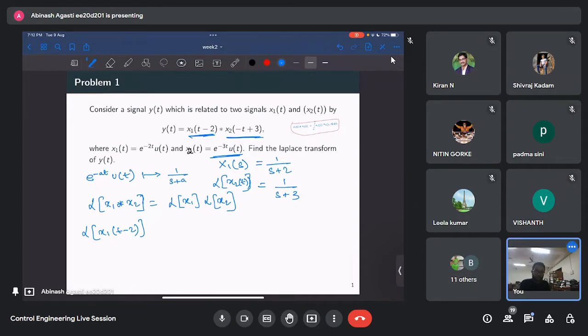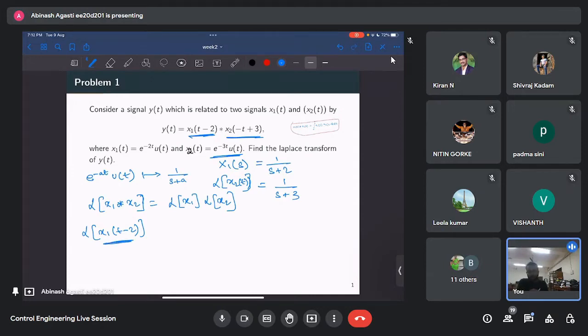Is that fine? That is, you are telling that e power minus 2t is written, okay, yeah, understood. I'll go to that step you're talking about. So next we want to find out Laplace of x1 of t minus 2.